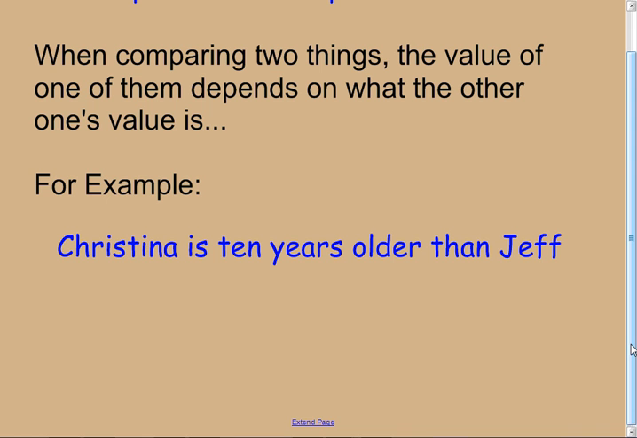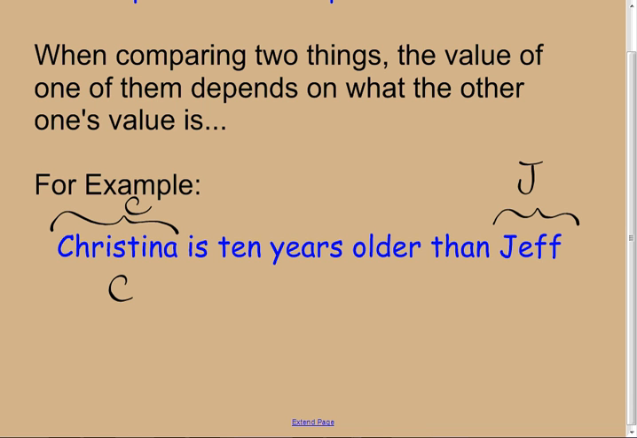So, what letter do you want to give for Jeff's age? J. I like J. Then it translates. And you know what? I'm going to call Christina... What do you think we're going to call her? C. Her age, or the answer to this question, depends on Jeff's age. So if Jeff is 10, Christina is 20. Okay, so just translate.